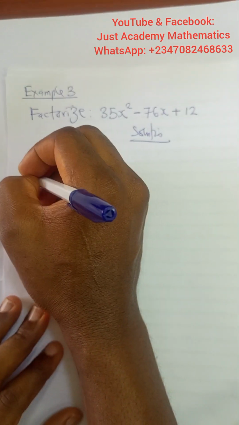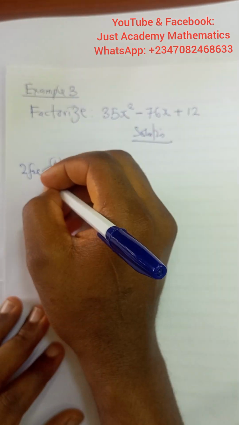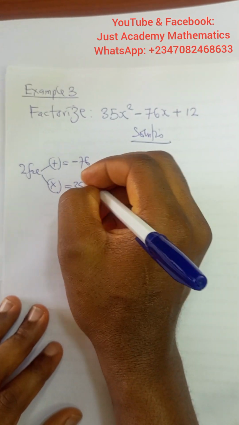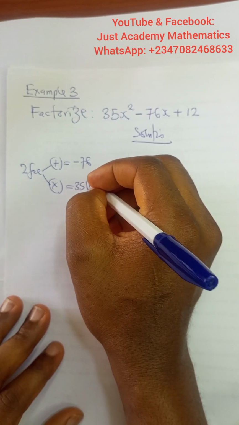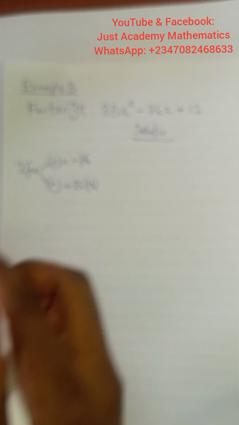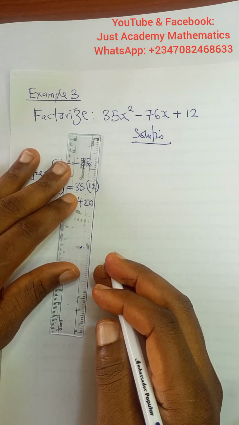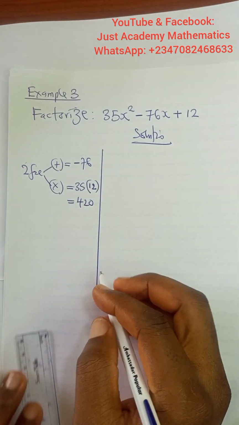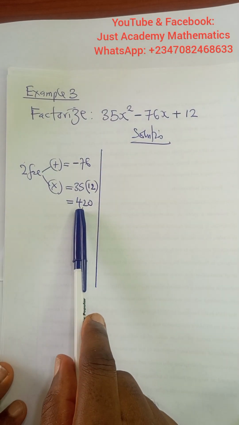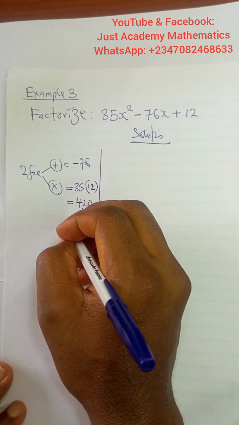We look for two numbers that when we add, it will give us what? Minus 76. And when we times the same two numbers, it will give us A times C. That is 35 times 12. And 35 times 12 will give us what? 420. So we look for two numbers that multiply to give us 420 and add to give us minus 76. Let's go and check.